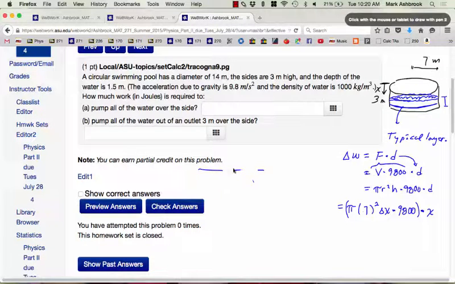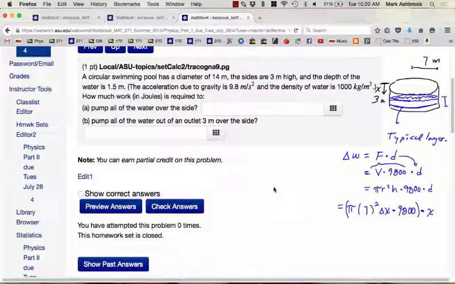But if the top is a plane, we can put X equals 0 up there. That's one choice, and that's a convenient choice. Okay, and so then this is going to be our little bit of work to move that layer up out of the sides.